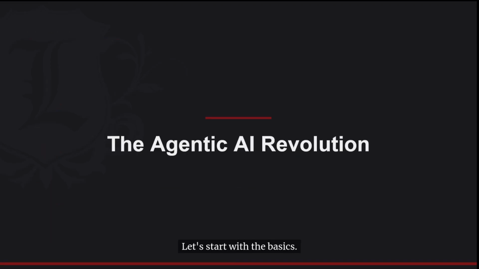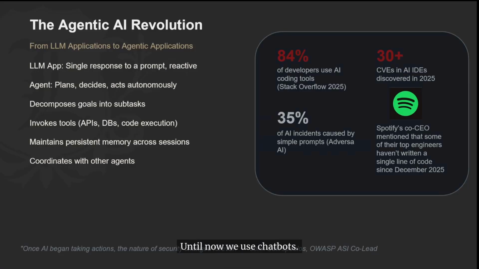Let's start with the basics. What is an agentic AI and why does it need a new security model? Until now, we used chatbots. You ask and they answer, and they wait. No tools, no memory, and no actions. But agents are different. They break down goals on their own. They call real tools, APIs, database connections, executing code. They keep memory across sessions, and they work together with other agents. So agents don't just answer, they act.